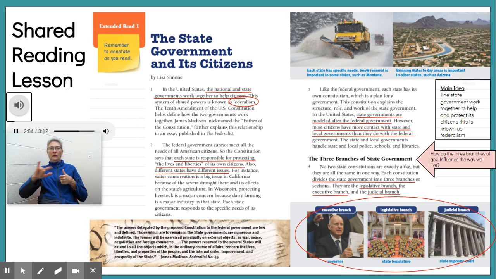So, from reading that introduction section, I find that the main idea off to the right here is that the state government works together to help and protect its citizens, and this is known as federalism.